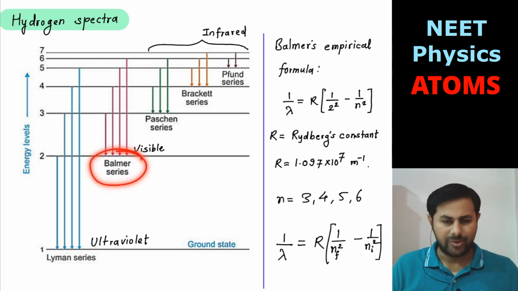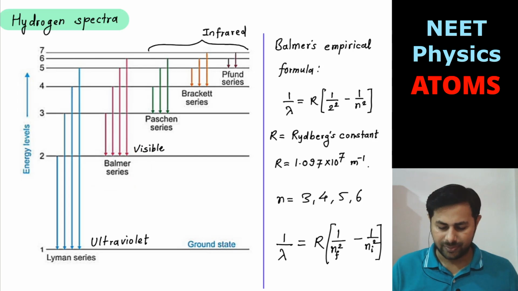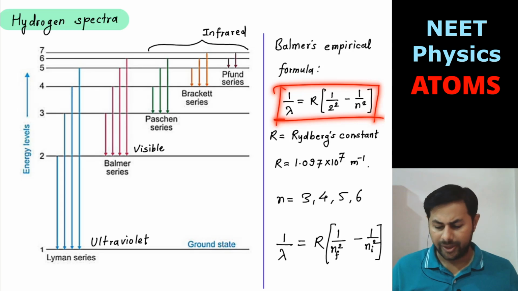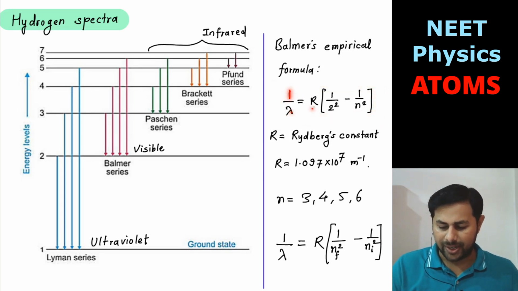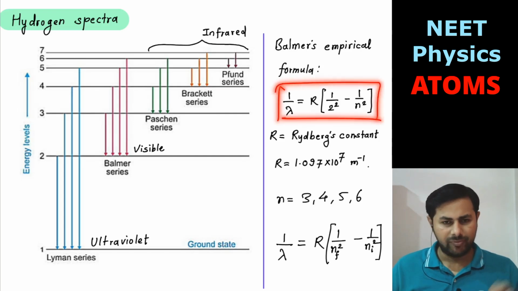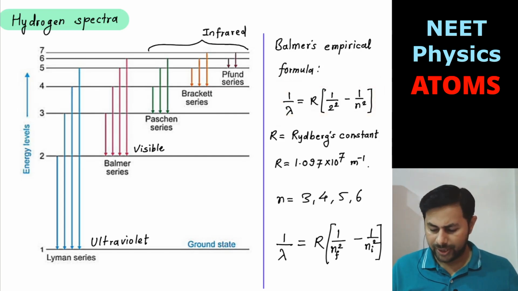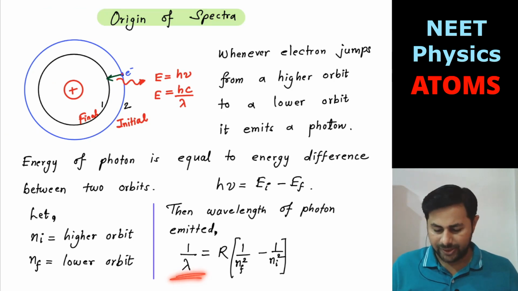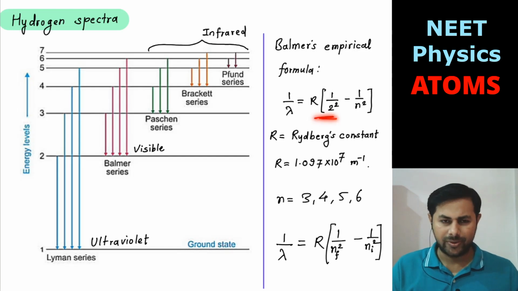So Balmer was the first person who discovered the hydrogen spectra, and he also found the formula for it. That's 1 by lambda is equal to R multiplied by 1 by 2 square minus 1 by n square. So he came before Bohr, right? And this formula was discovered before Bohr's model. Bohr explained the origin of the spectra, that 1 by lambda is equal to R multiplied by 1 divided by Nf square minus 1 by Ni square. But this formula came before Bohr.